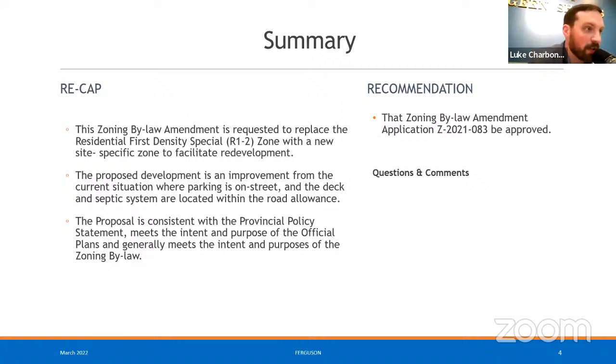So it is recommended that committee approve zoning bylaw amendment Z 2021-083 for the site described as Plan 326 Lot 9, former Township of Saugeen, as attached, and that the necessary bylaw be forwarded to council for adoption. Questions or comments from members of the committee? The Deputy Mayor.